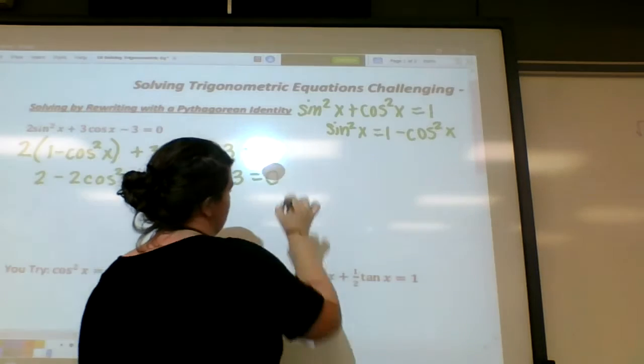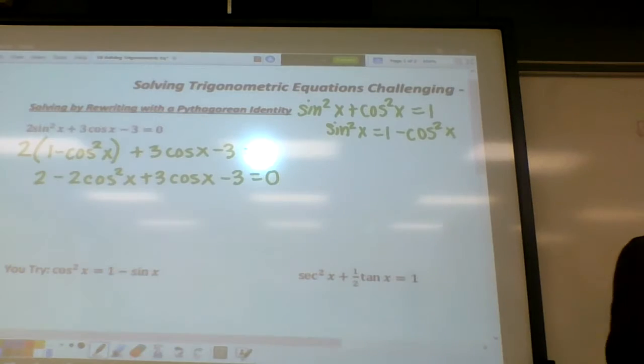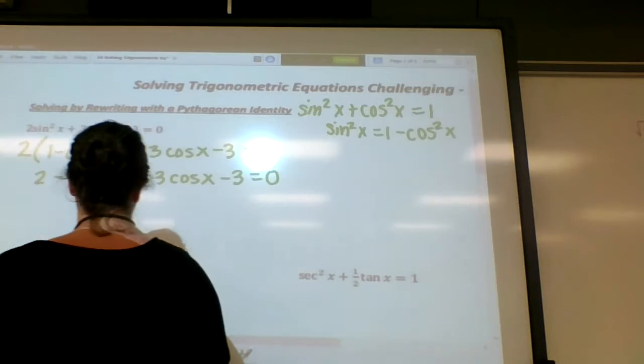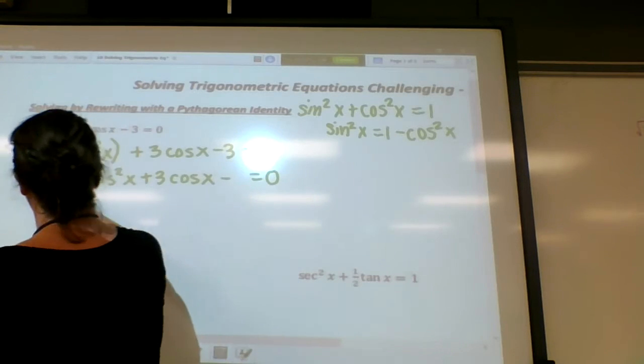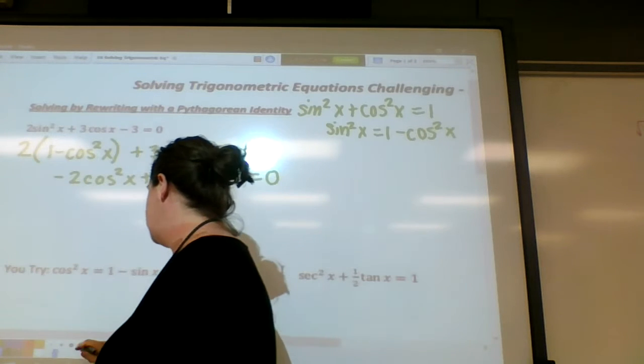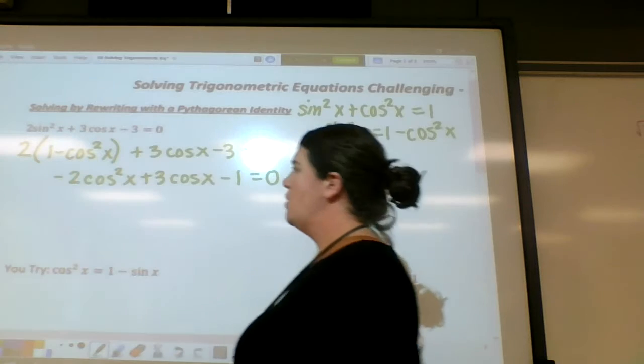And then the rest of the stuff. And then you can combine some like terms, right? The 2 and minus 3, everybody say that 2 and minus 3? 2 in the very front, minus 3 at the end. We can put those together to make minus 1. So I'm just going to erase, if that's all right with you all, and change it to a minus 1.